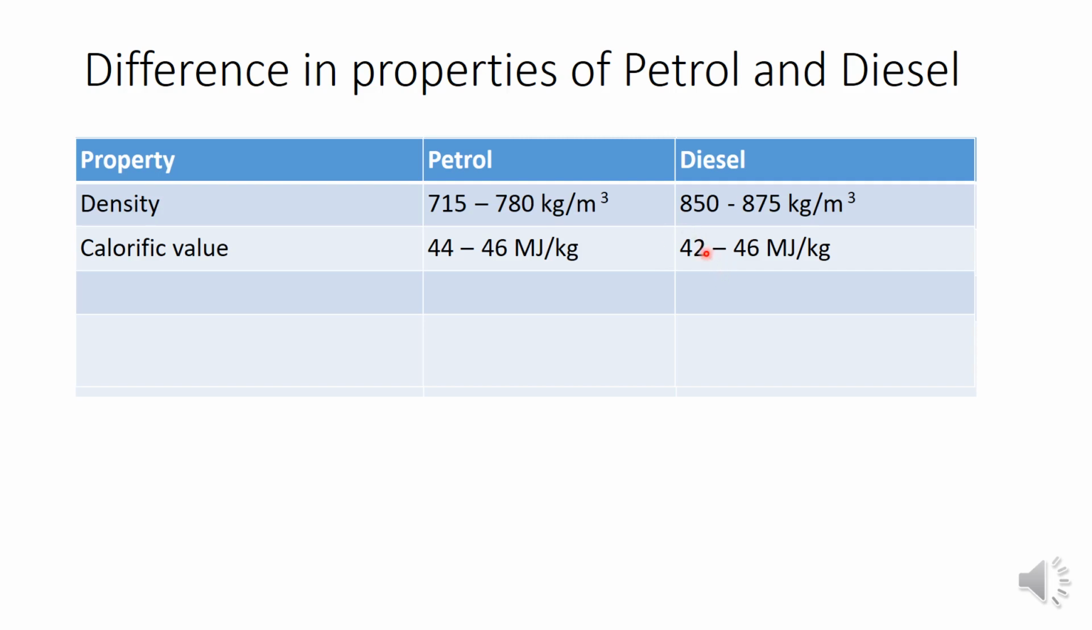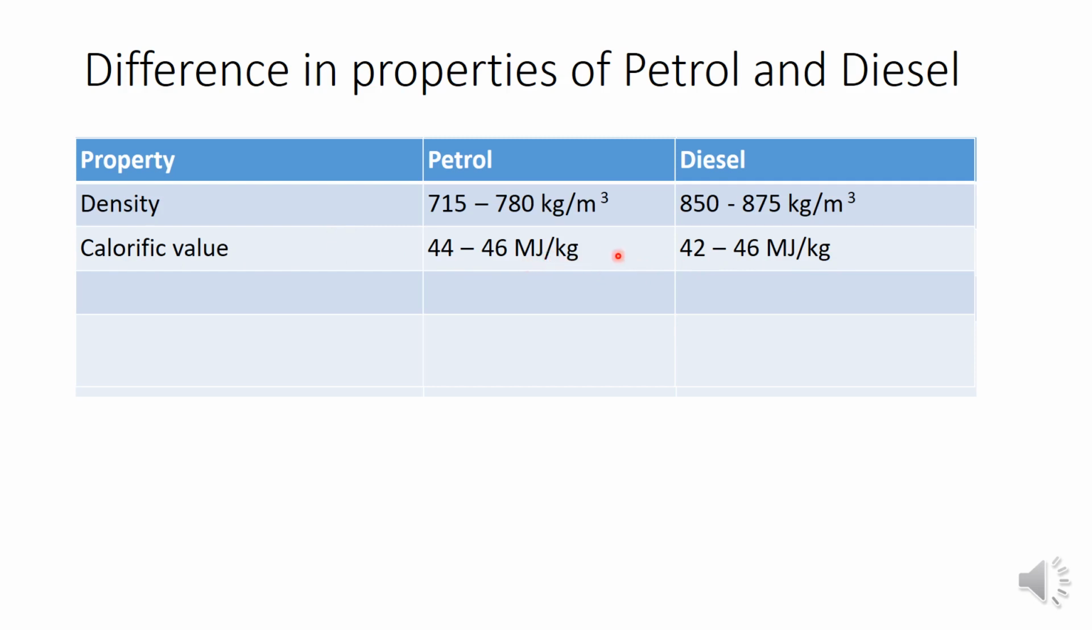But diesel is a little less compared to petrol. It is in the range of 42 to 46, so normally it will be around 43 megajoule per kilogram. So that is about the calorific value.